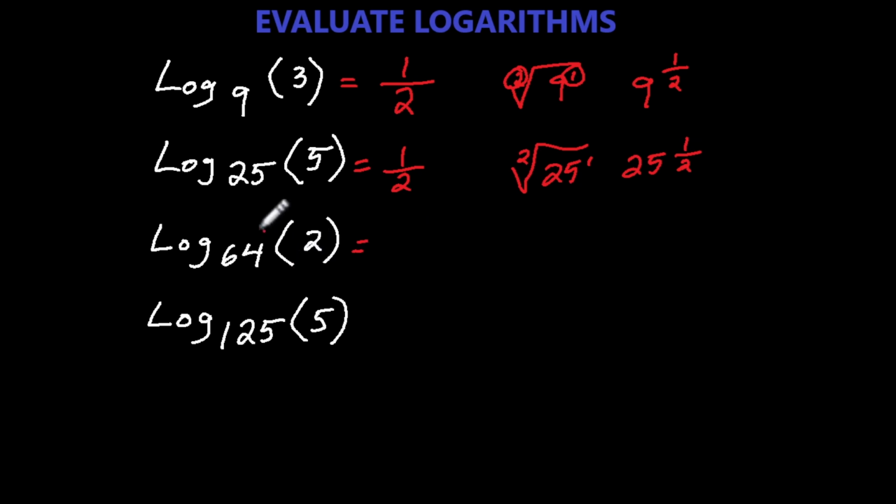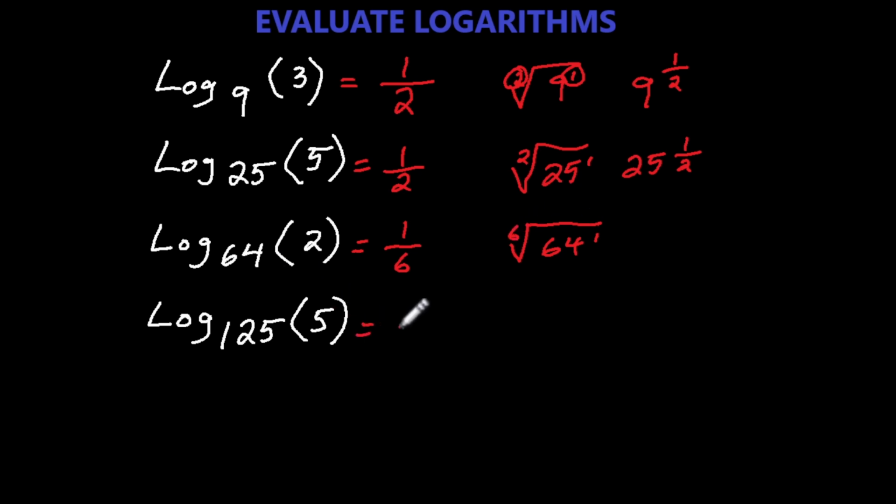And then here, what would I raise 2 up to get a 64? Well, I know I'm going to have a fraction, so 2 to the 6th power is 64. So this is 1 over 6. And if you would actually calculate that, this would be 64 inside with a 1 here and a 6 here.